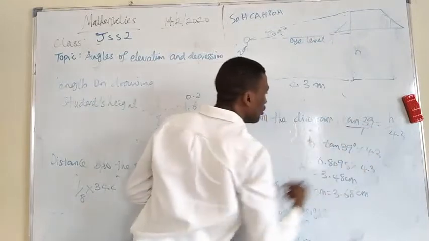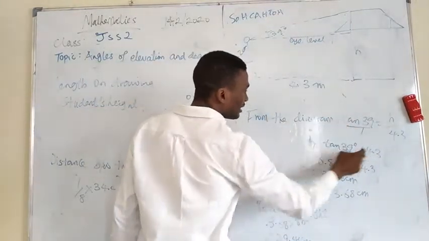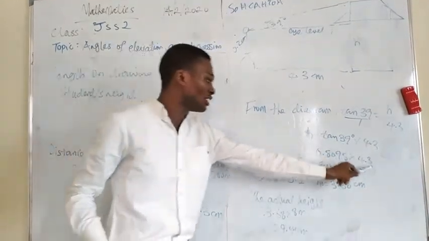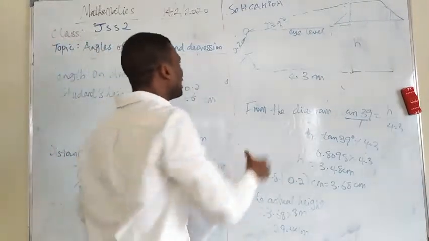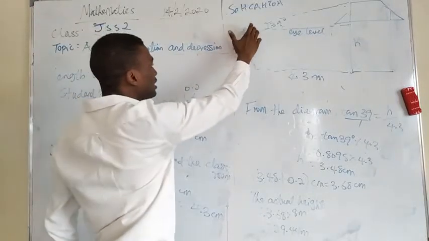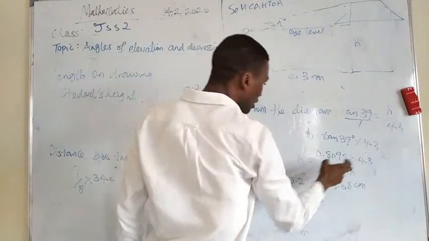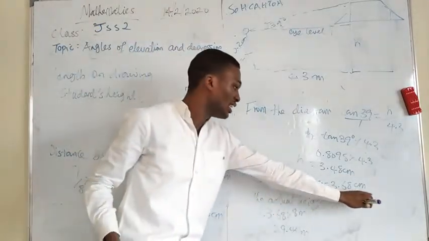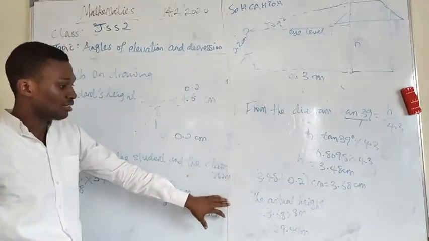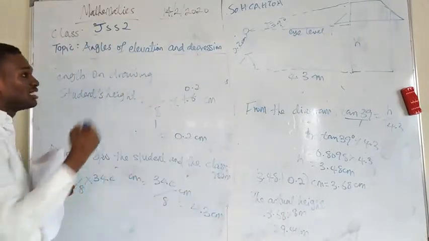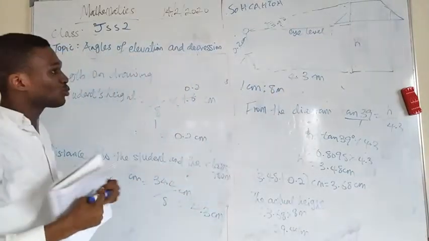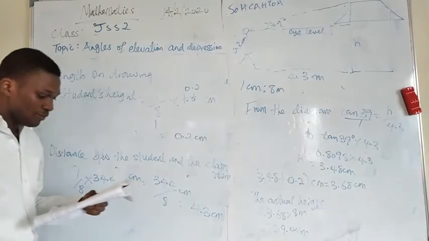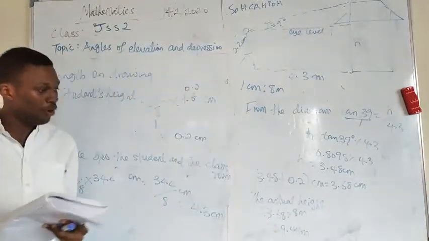From this, we cross multiply. Our h will give us tan 39 times 4.3. From our 4-figure table, tan 39 degrees gives us 0.8098, multiplied by 4.3, and that gives us 3.48 cm. Now remember that the student's height of 1.6 meters has a length on drawing of 0.2. So we add this to 3.48, and that gives us 3.68 cm. So the height on the board is 3.68 cm, but for the actual height of the building, we multiply by 8 from our scale, which says that 1 cm represents 8 meters. We multiply this by 8 to give us 29.44 meters. So the actual height of the school building is 29.44 meters.